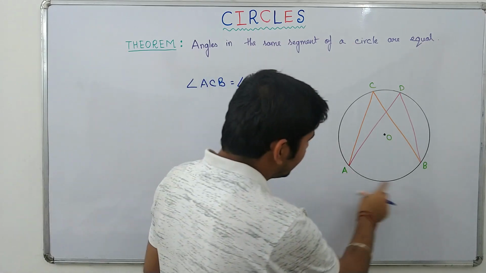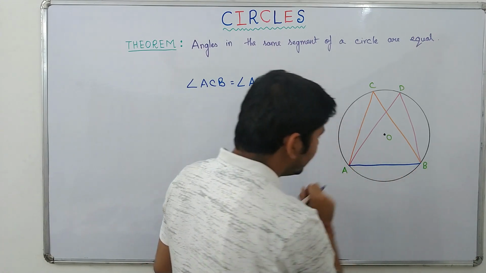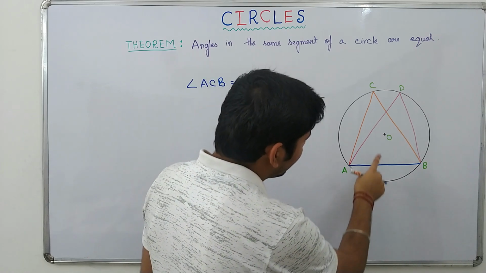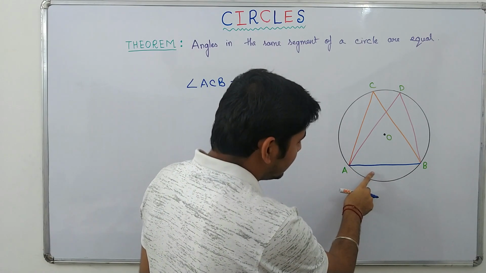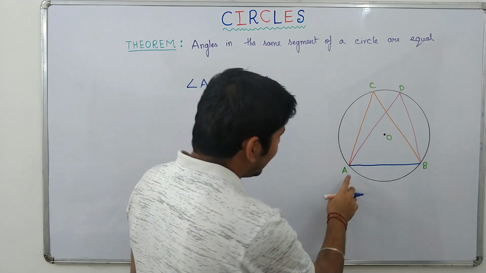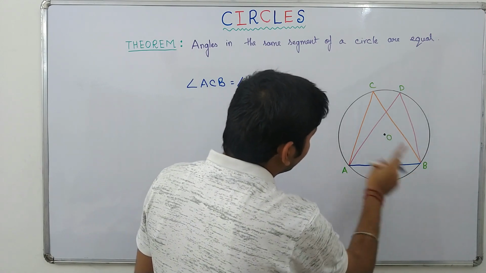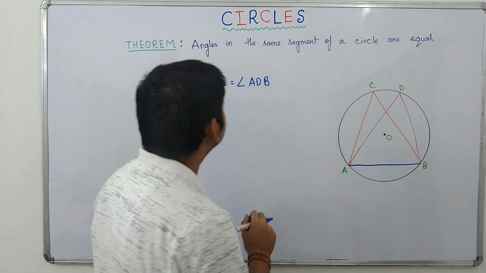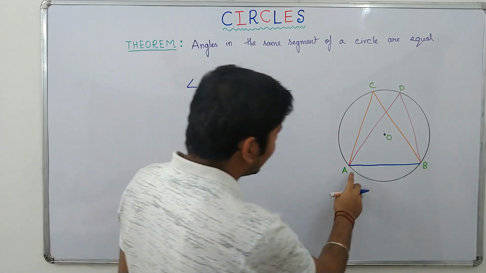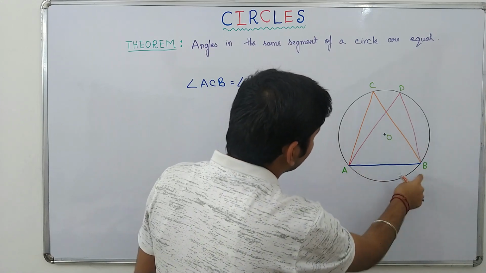Let me clarify it a bit more. We have the arc AB. Let me join it with a chord. Now we get two segments of the circle, a smaller one and a bigger one. The smaller one is called the minor segment and the bigger one is called the major segment. We can see that angle ACB and angle ADB are in the same segment, and the theorem says the angles in the same segment of a circle are equal. That means angle ACB will be equal to angle ADB.